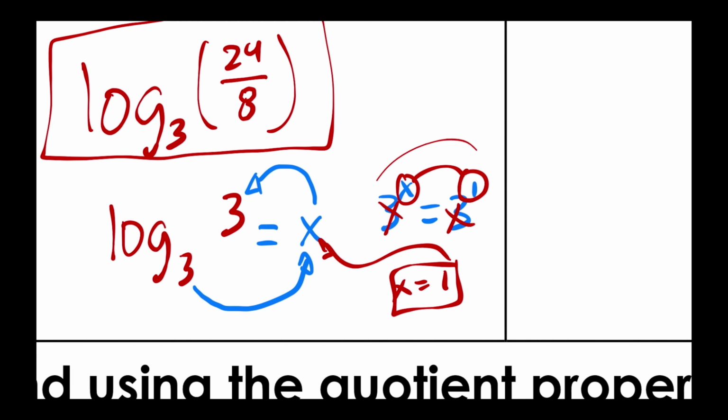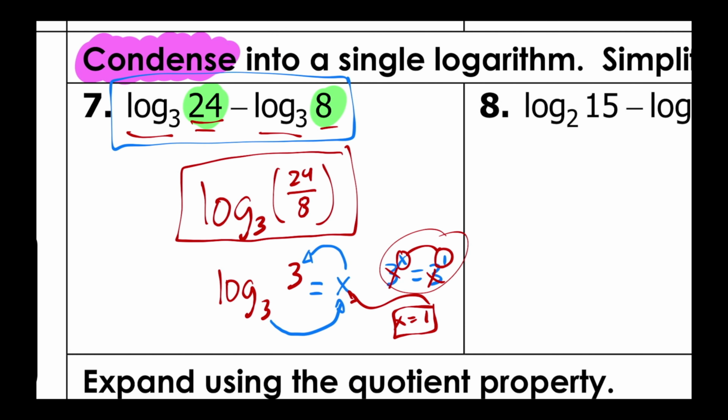Okay, so if you want to do it the long way, you can just change this to an exponential and solve. Set it equal to x, or an unknown variable, change it to an exponential and solve. All right, you want to try one? No, mister. Sorry, you got to try one. Try number 8. Try this one.